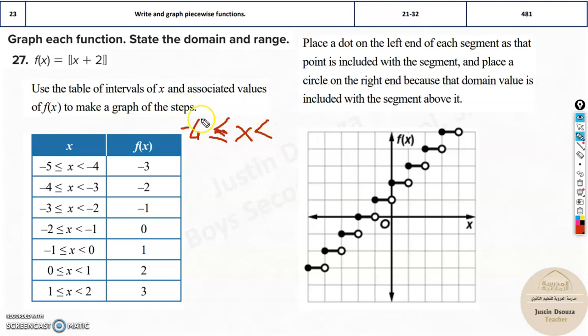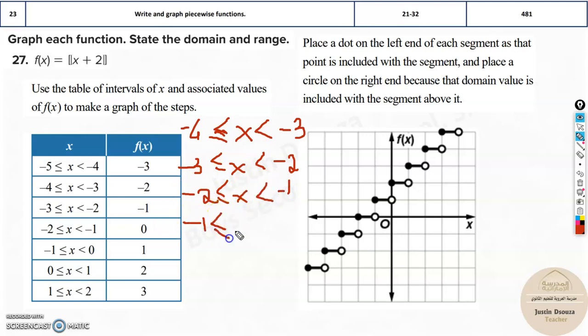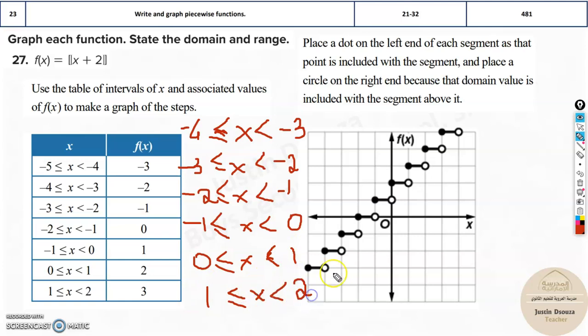The next bigger value, greater than minus 4, is minus 3. Same thing: when you write minus 3 less than or equal to x, less than minus 2. This continues: minus 2 less than or equal to x, less than minus 1, minus 1 less than or equal to x less than 0, and 0 less than or equal to x less than 1. And this is enough. This is 2. This is the x coordinate.